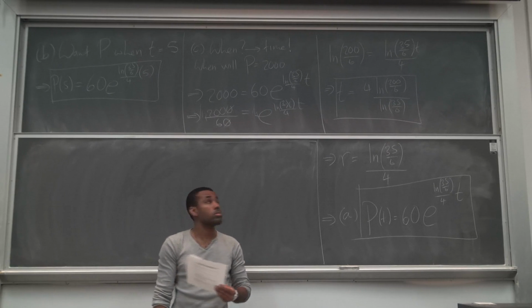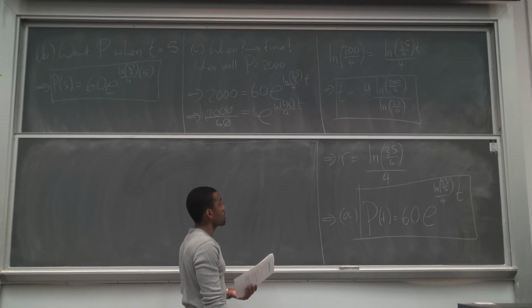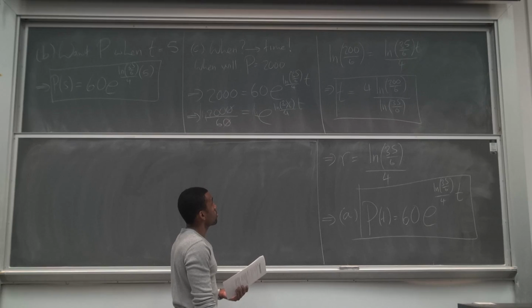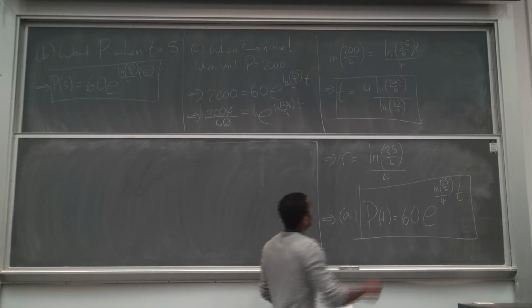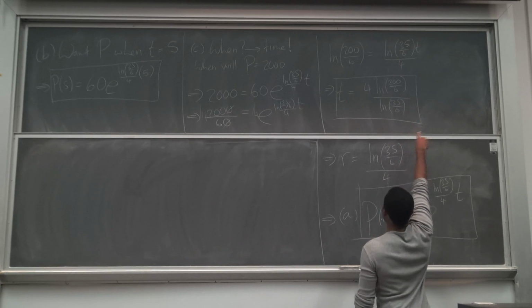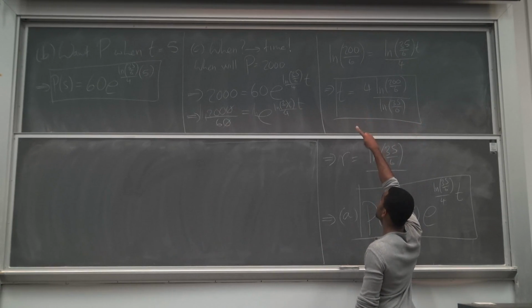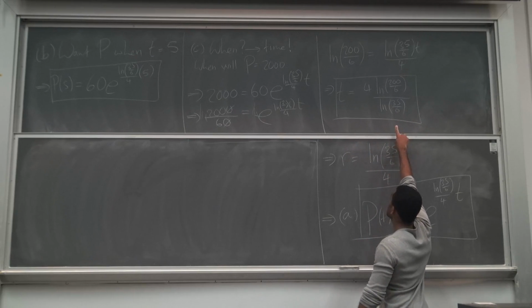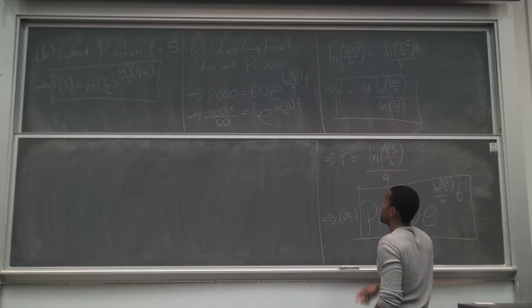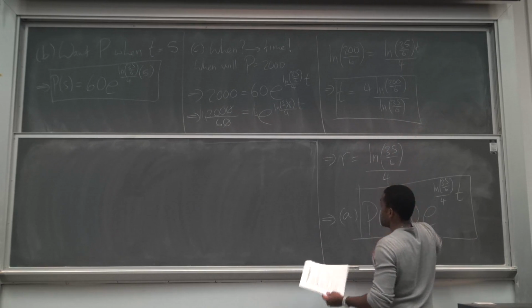Jhevon, how did the 4 end up in the numerator? Oh, because it's divided by 4 over here, so I've multiplied both sides by 4. So I have 4 times that ln, and then I divide by the other ln on the right side. You can take 2 steps to do that if you want.